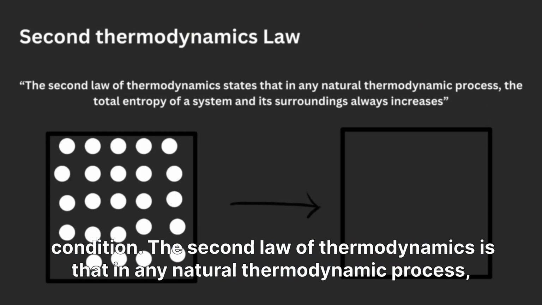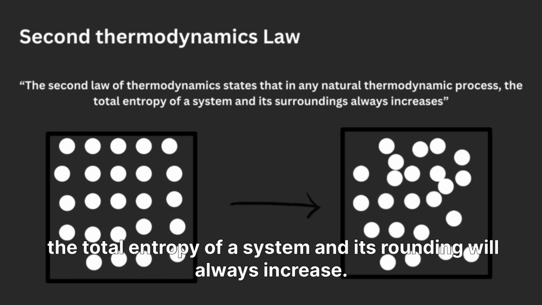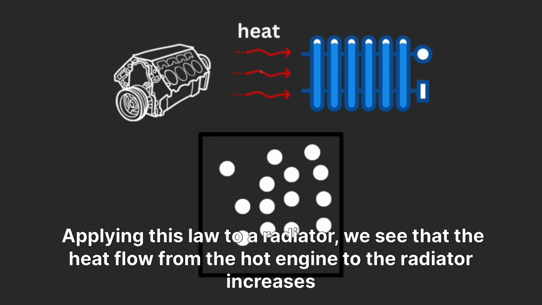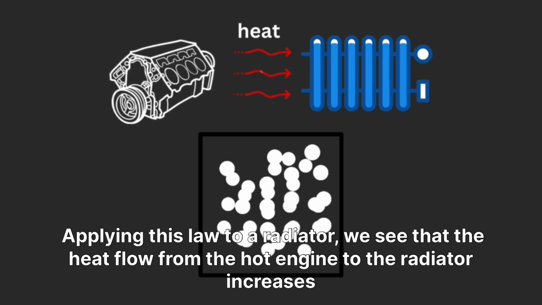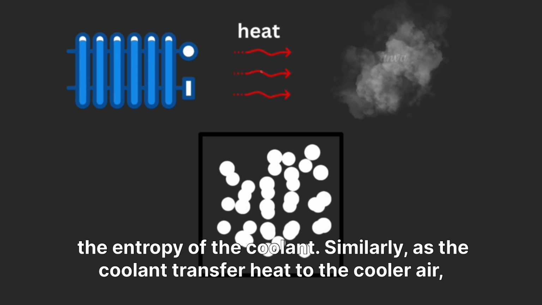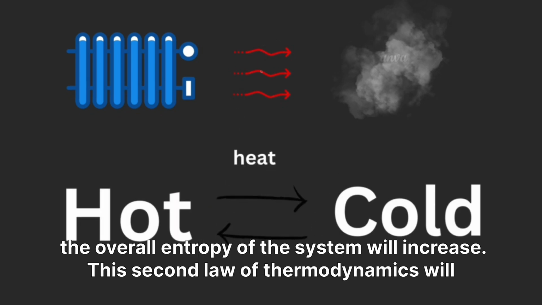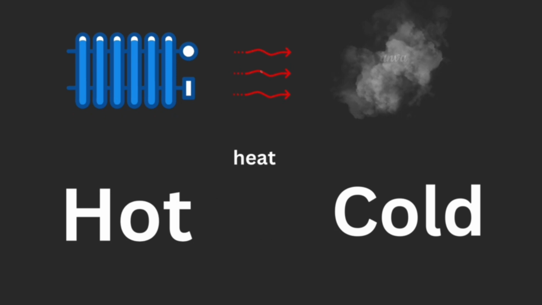The second law of thermodynamics states that in any natural thermodynamic process, the total entropy of a system and its surrounding will always increase. Applying this law to a radiator, we see that the heat flow from the hot engine to the radiator increases the entropy of the coolant. Similarly, as the coolant transfers heat to the cooler air, the overall entropy of the system will increase. This second law of thermodynamics will help us to identify the direction of the heat flow.